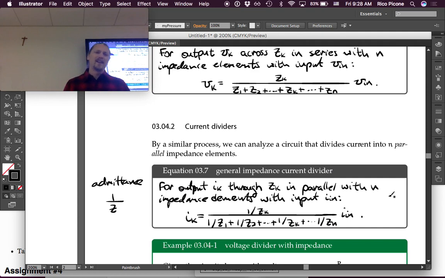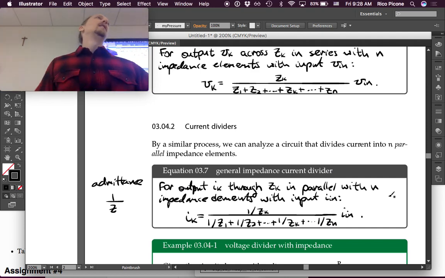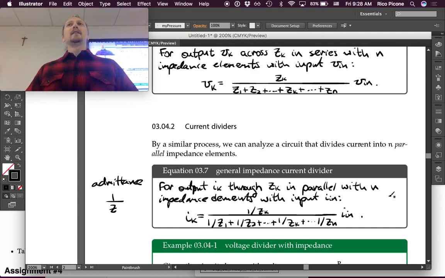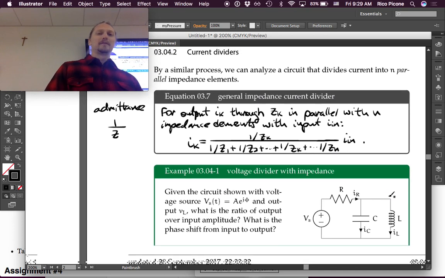But I've always felt like that was an unnecessarily superfluous definition. It didn't really need to be there. We can just say the inverse of the impedance, and that's fine. All right.